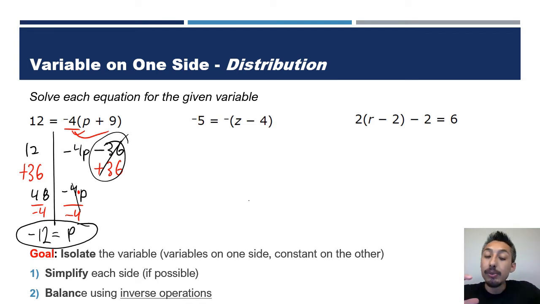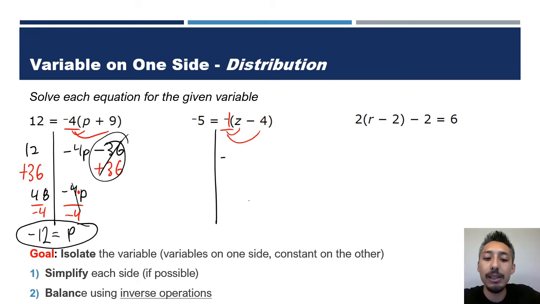The second example is going to be the same thinking process, except that I want to talk about that negative without a number in front of the parentheses. Even though there isn't a number, because we know that it's multiplication, there is an invisible number there. And in this case, it's going to be an invisible negative 1. So similar to the previous example, let's go ahead and distribute that negative 1. So we're going to go ahead and multiply it with z and negative 4. Let's draw our line down the center.